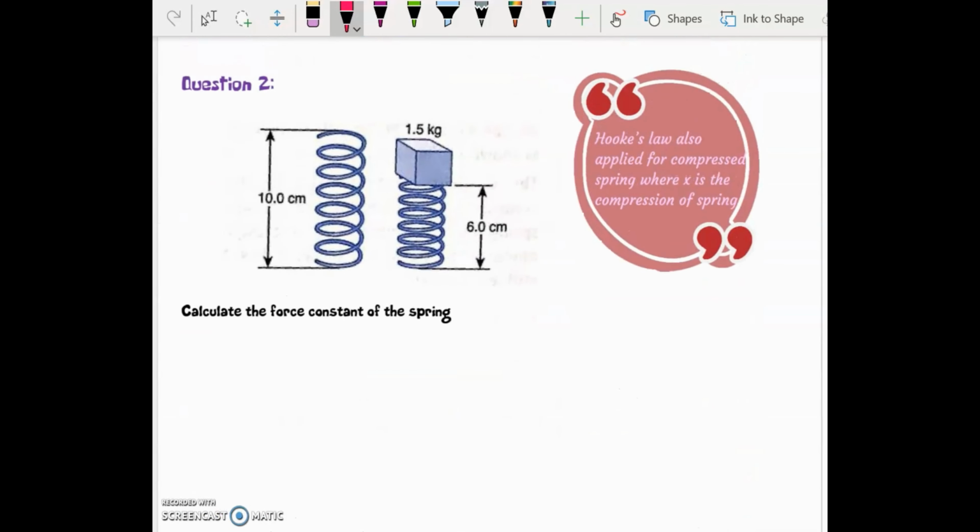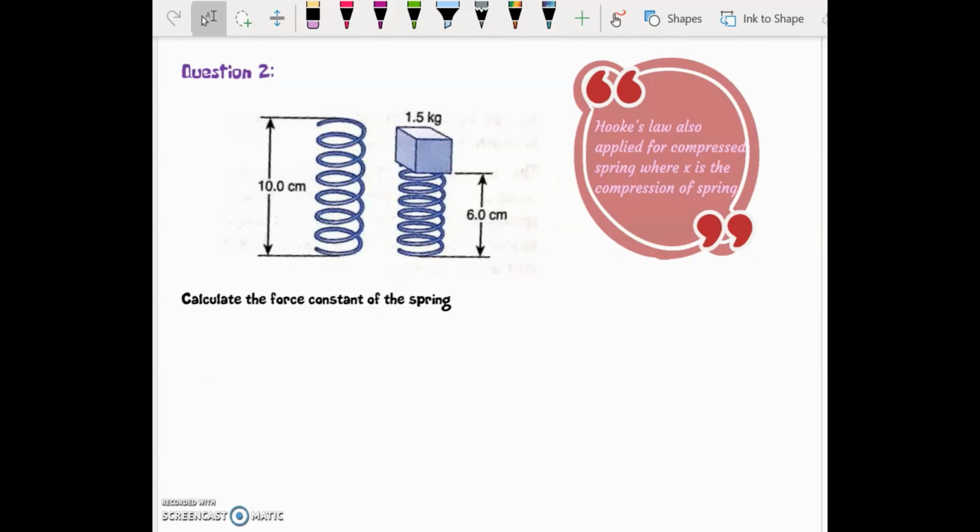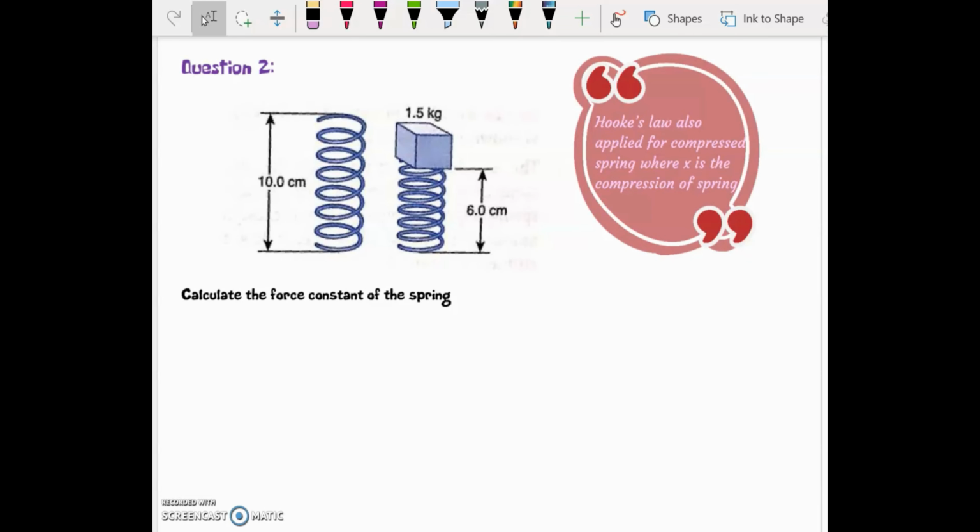Okay, next, second question. Here, in this question, instead of extension, the question shows us that the spring is being compressed, which is also applicable if you want to use Hooke's law. So calculate the force constant of the spring. First you have to find the extension, but in this case the spring is being compressed, so you have to find the compression. So compression is 10 minus 6, which is 4 centimeter, and don't forget to convert to SI unit, which is 0.04 meter.